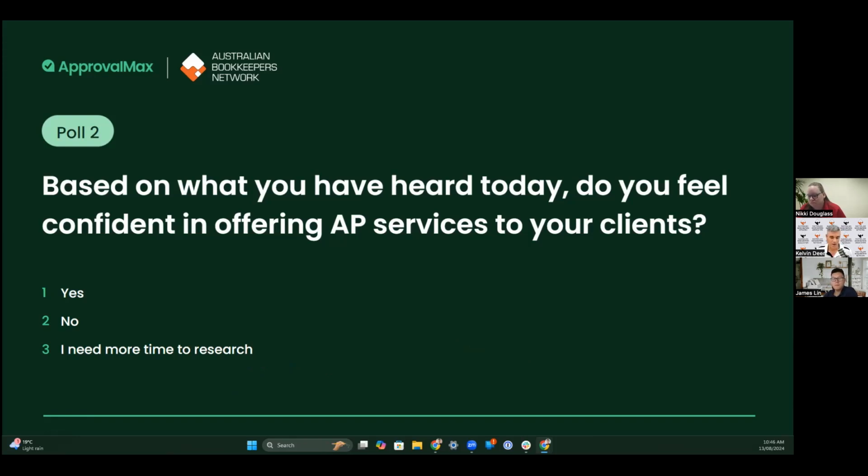We had part of our survey going back in time, looking at what services bookkeepers actually do charge for, and accounts payable was an increasing one, which was fantastic to see.